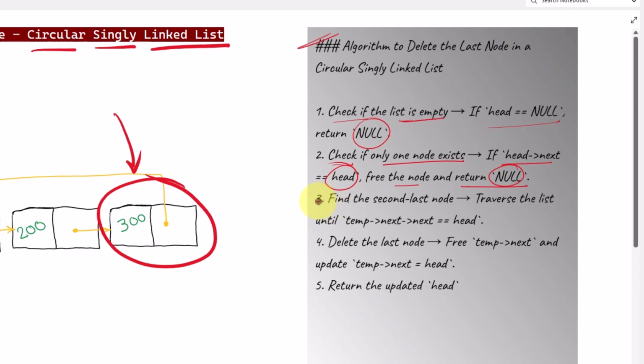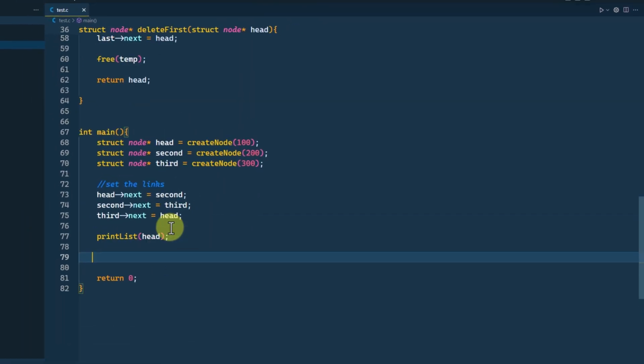And thirdly, if we have multiple nodes, in that case we have to go to the second last node using one loop, and we have to delete the last node. So we have to free the memory allocated by this last node, and also we have to update the pointer. And at the last, we can return the new updated head pointer. So currently we have 3 nodes in the circular linked list.